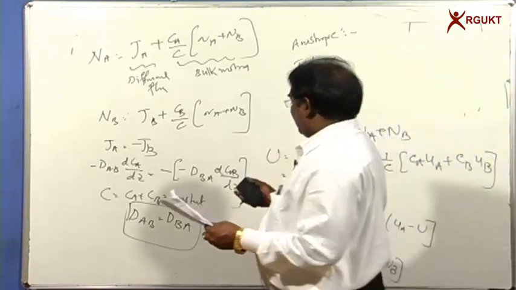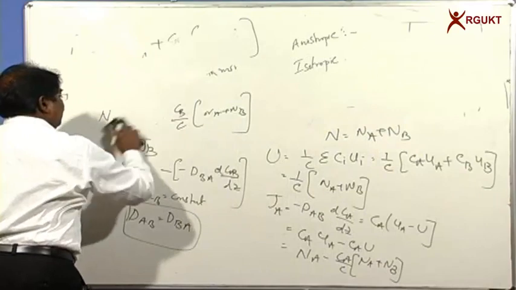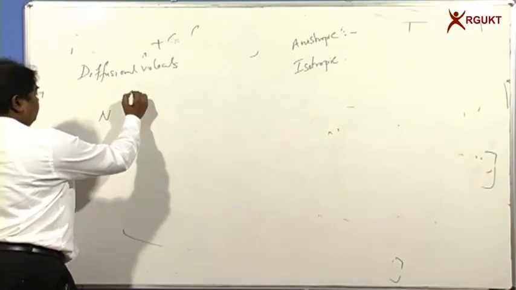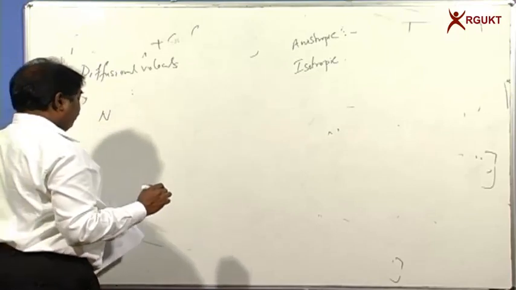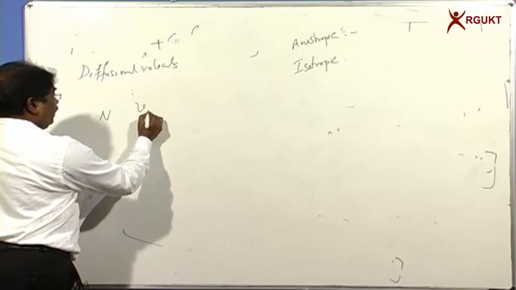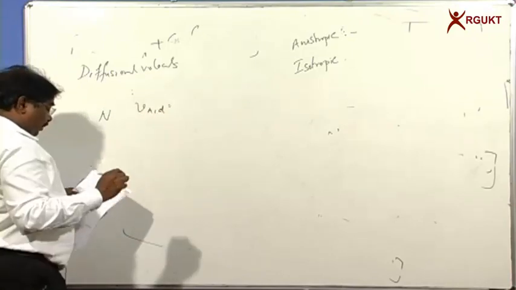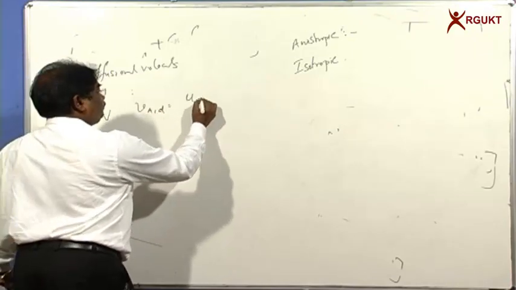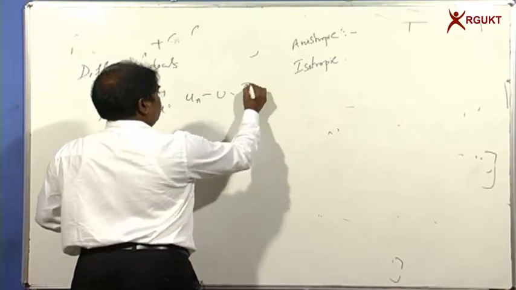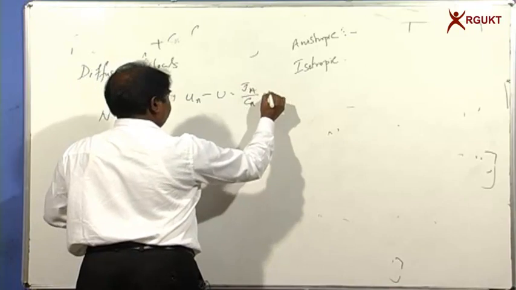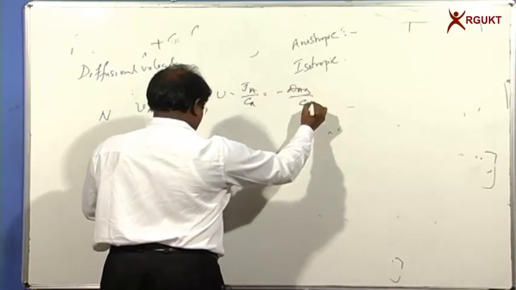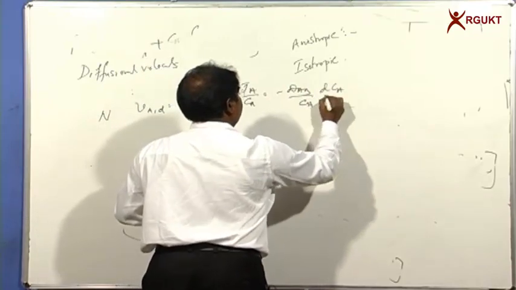And we define another quantity, which we call the diffusional velocity. This is the relative velocity of the molecular species with respect to an observer moving with the average velocity, and it is given by VAD equal to UA minus U, which is equal to JA by CA, which is equal to DAB by CA into dCA by dZ.